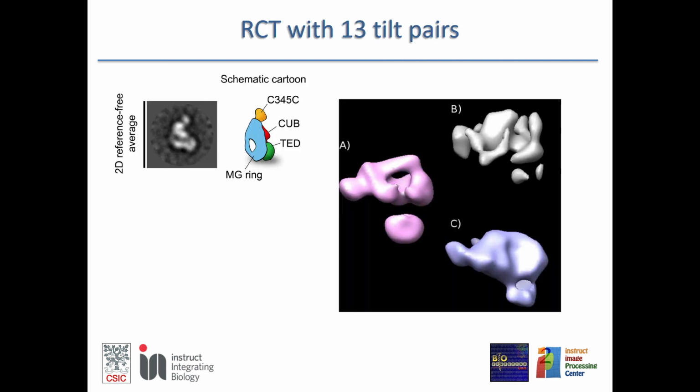And here you have the same structure. This is using all the 32,000 images, this is using 13 images with the revised random conical tilt implementation, and this is with the old one. And that would be all.